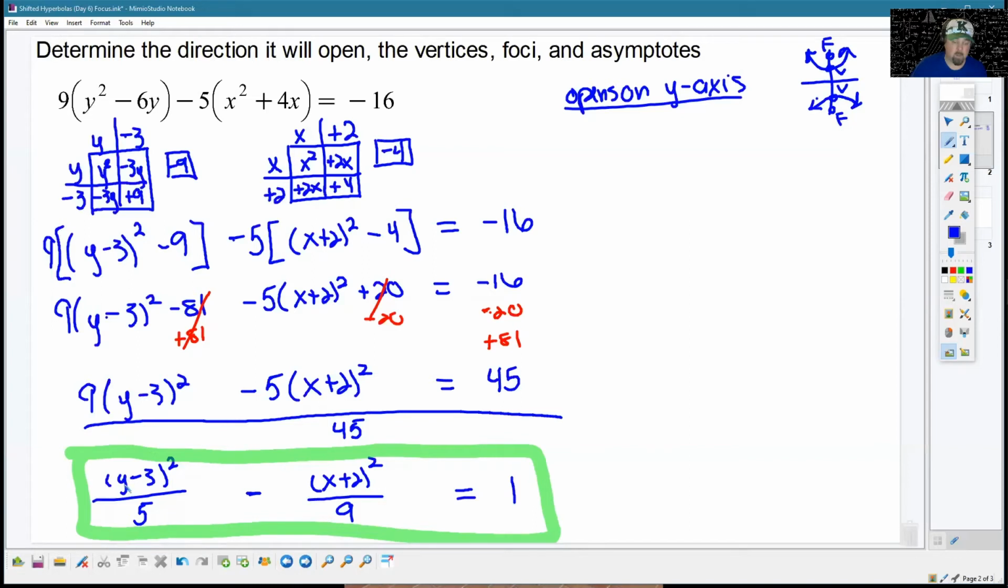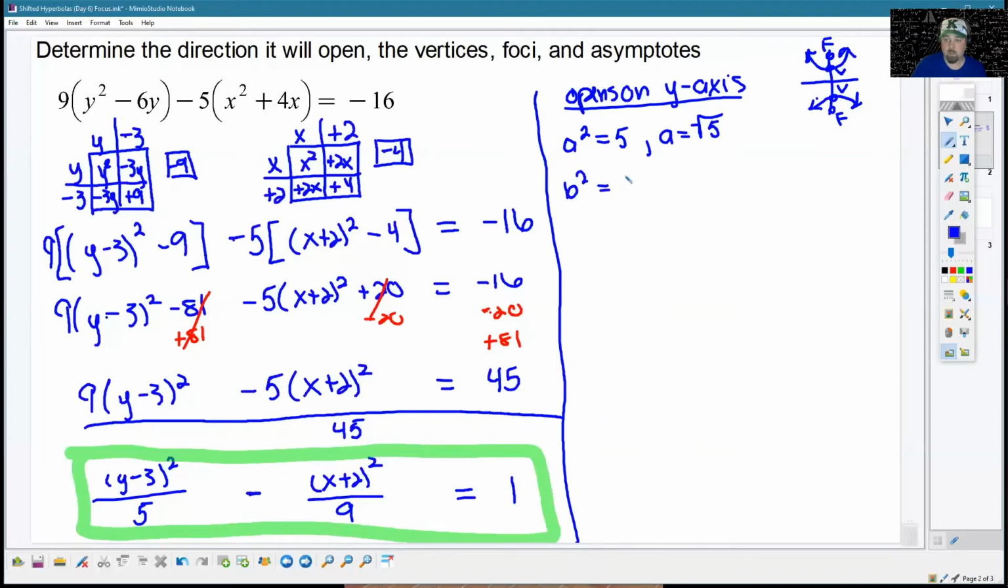So a squared is always with the positive fraction, b squared is always with the negative fraction, and we use the Pythagorean theorem to find c for this one. So a squared is equal to 5, so that means a is the square root of 5. B squared is equal to 9, so therefore b is 3. C squared is a squared plus b squared. So that's 9 plus 5. So that means c is going to be the square root of 14.